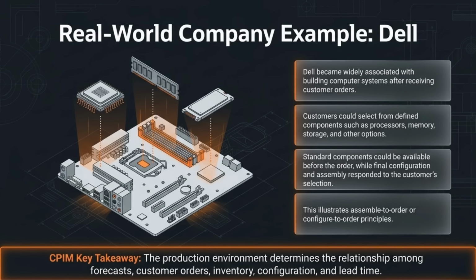Real-world company example. Dell. Dell became widely associated with building computer systems after receiving customer orders. Customers could select from defined components such as processors, memory, storage, and other options. Standard components could be available before the order, while final configuration and assembly responded to the customer's selection. This illustrates assemble-to-order or configure-to-order principles. CPIM key takeaway. The production environment determines the relationship among forecasts, customer orders, inventory, configuration, and lead time.